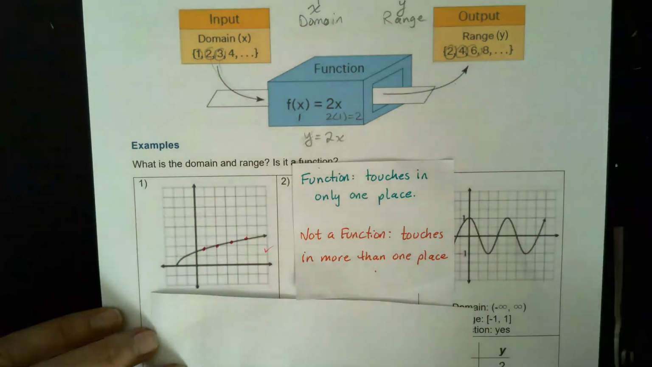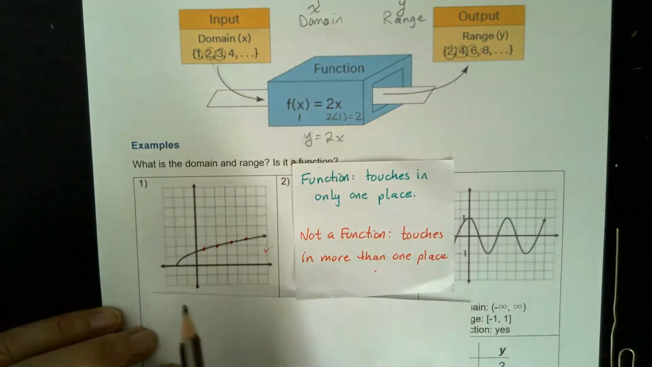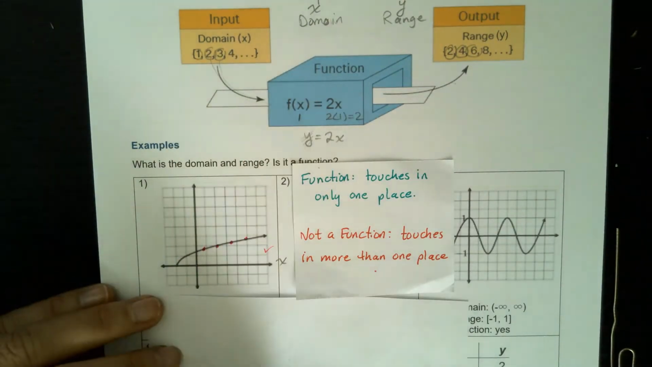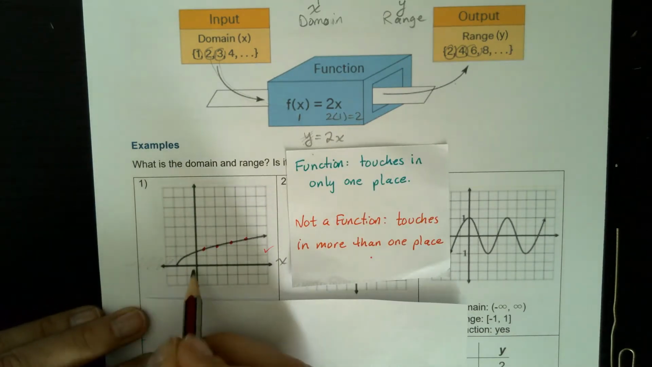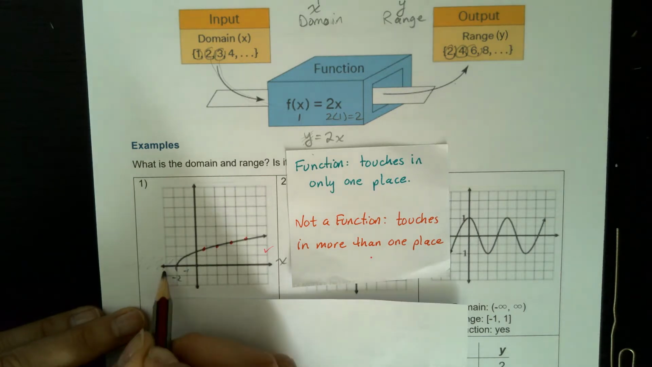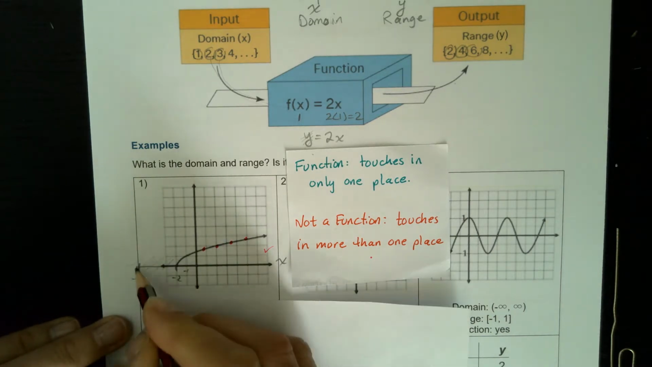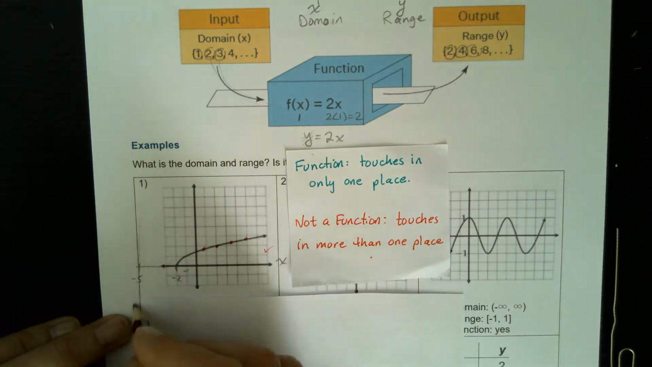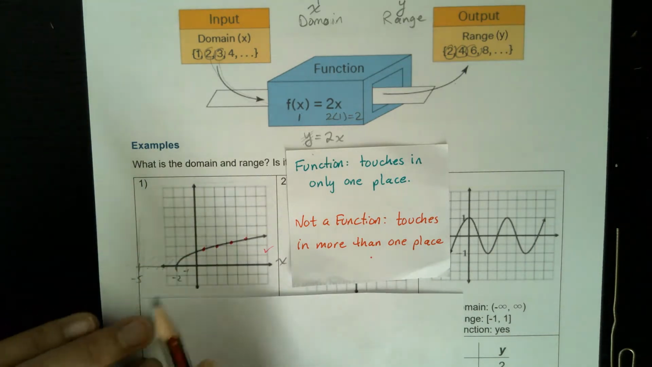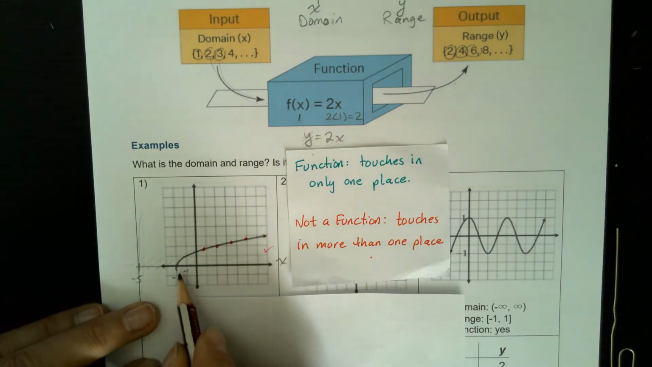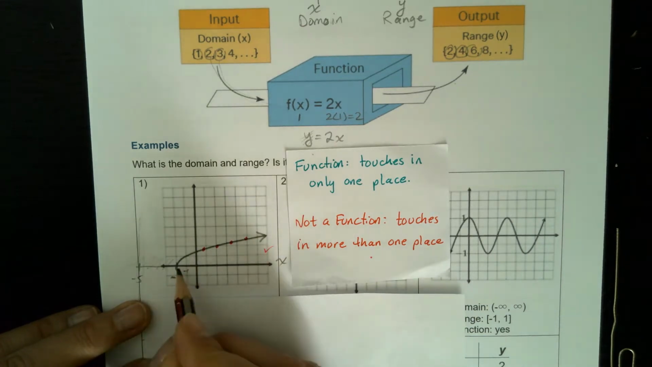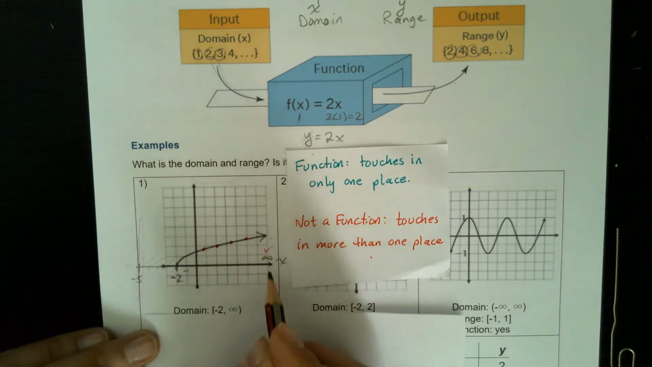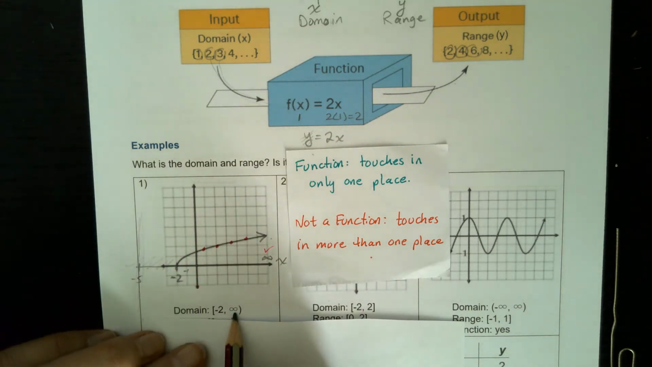Okay. Now, for domain, I say, where does this graph exist on the x-axis? So over here on the x-axis, there's no graph. So this is -1, this is -2. If I go to -5, there's no graph at -5. So I have to say, where does the graph exist on the x-axis? Well, it starts from -2, and there's a little arrow here. So it's going all the way to infinity. So my domain is going to be from -2 to infinity.